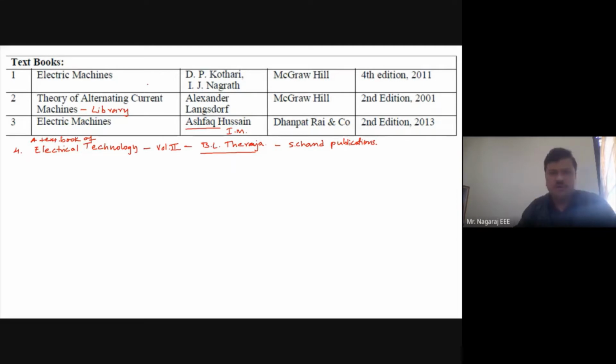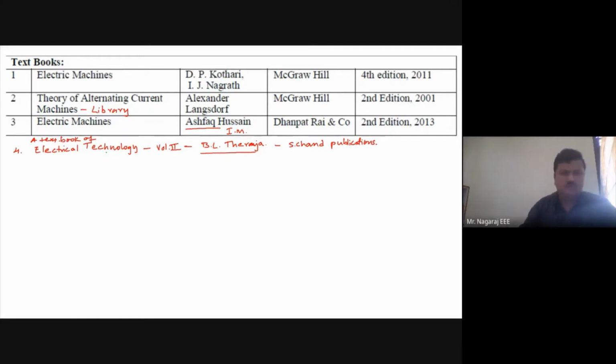D.P. Kothari and Nagrath, I have not gone through fully, so at this point of time, I don't suggest directly purchasing this. But blindly, I can say B.L. Thareja you can purchase, because it covers all the topics of the syllabus, and also the things which you need for competitive exams. Even in your future, this will always be useful to you.